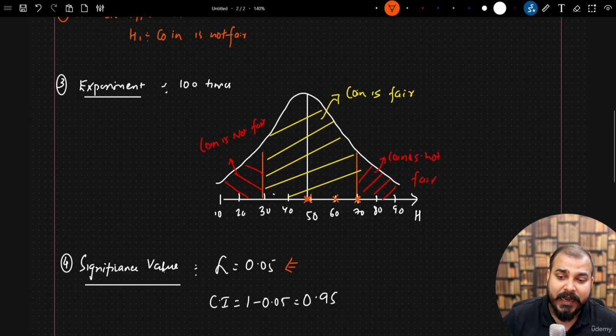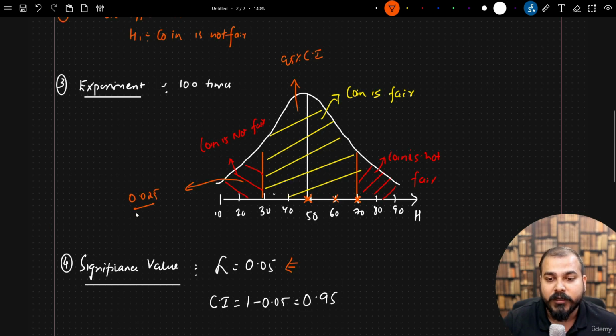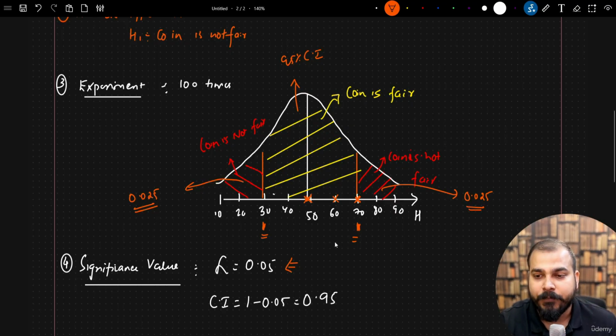Now in this scenario, when I try to calculate the confidence interval, I'm getting 0.95. So this area is basically the 95% confidence interval. And the remaining 0.05 will be divided between these two areas. So the area under the curve here is 0.025 and this will be 0.025. Based on this area under the curve, we get some confidence interval value. I will show you how to calculate it.